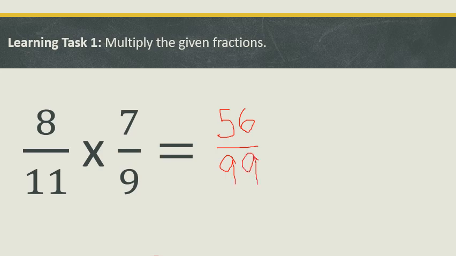Okay, so tingnan natin. Meron pa bang pwedeng i-divide pareho sa 56 and 99? Okay, so hindi pwede ang 2 kasi ang 99, hindi pwede natin i-divide sa 2. Magkakaroon ng remainder. Sa 3 naman, hindi naman pwedeng i-divide yung 56, pero pwede yung 99. So, kailangan pareho sila kung pwedeng i-divide. So, wala na. So, ang answer natin is 56/99.